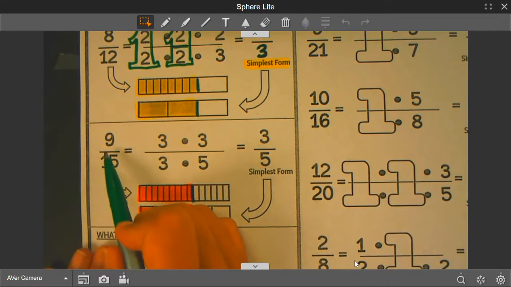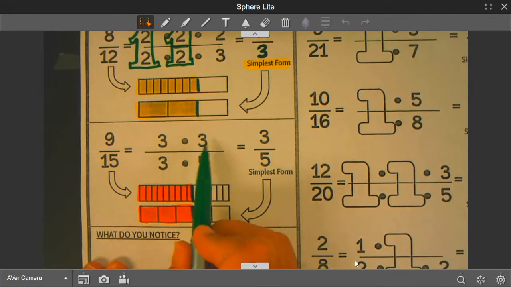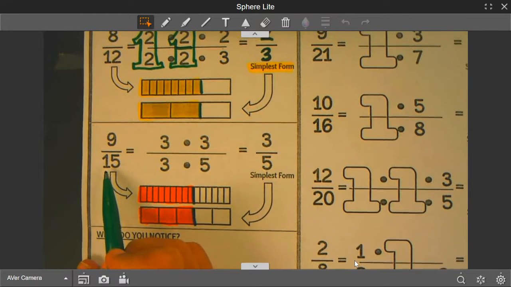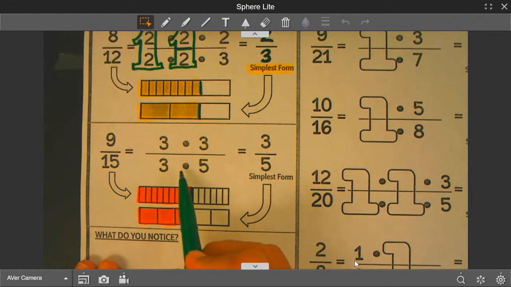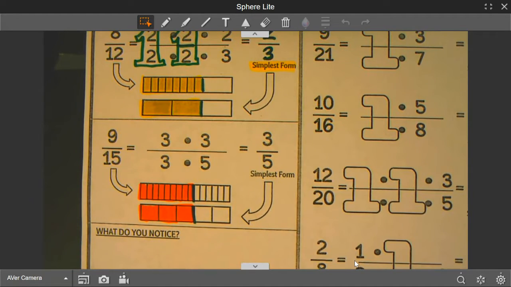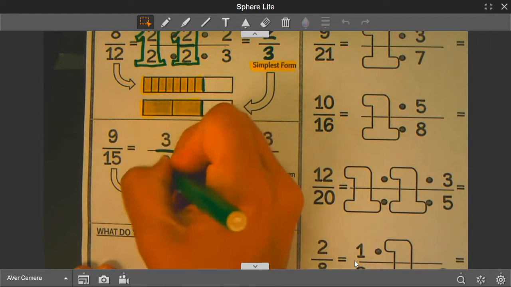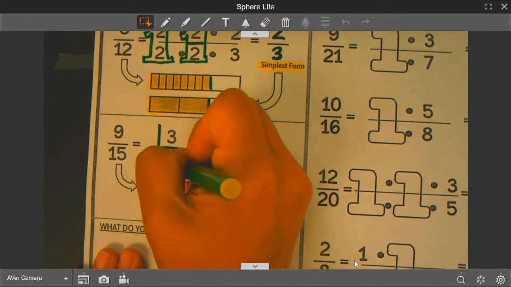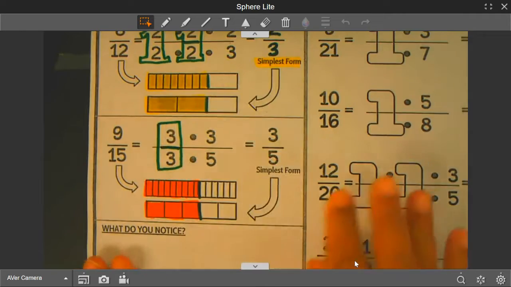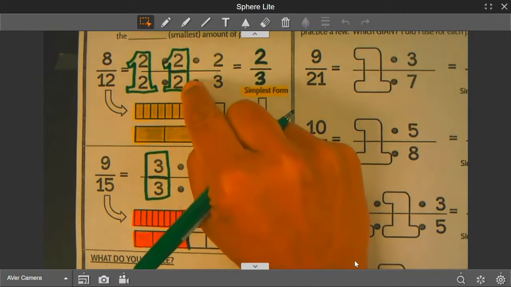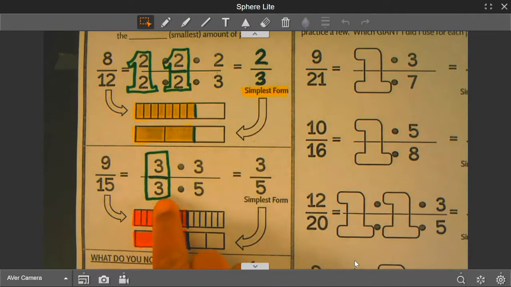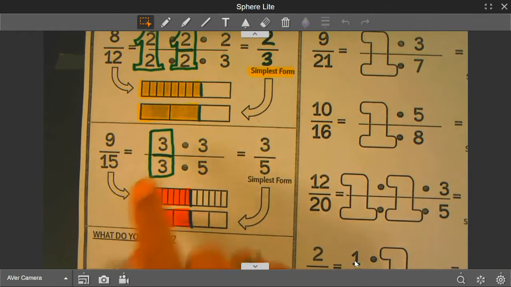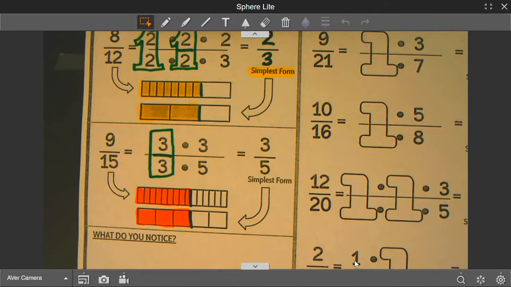So 9, I have my factors 3 times 3. 15, I have my factors 3 times 5. All right, so then I notice this fraction here, 3 divided by 3. Yeah, that creates a giant 1. And remember, we can write our giant 1 like this, or we can write it like this. Okay, so that created the giant 1.